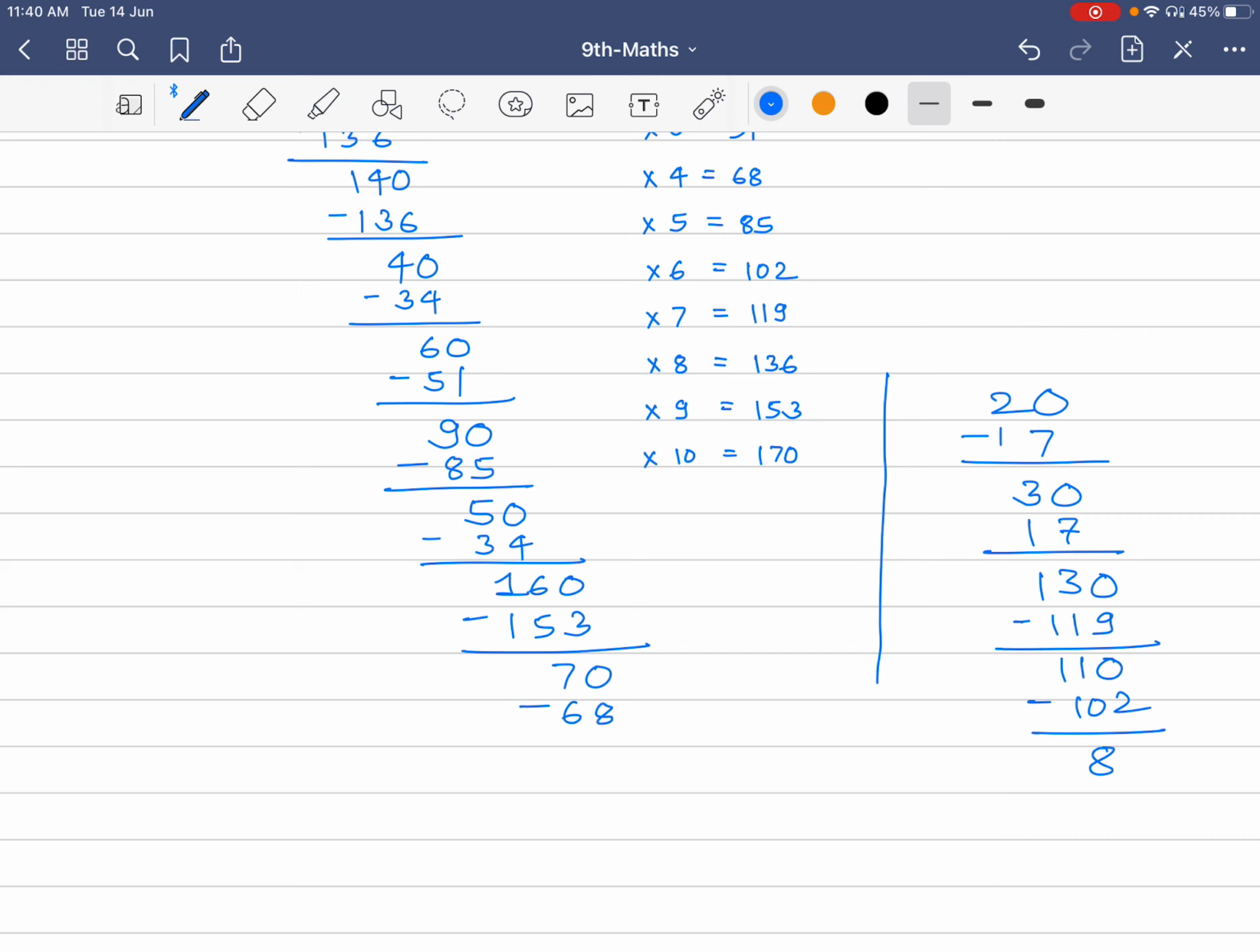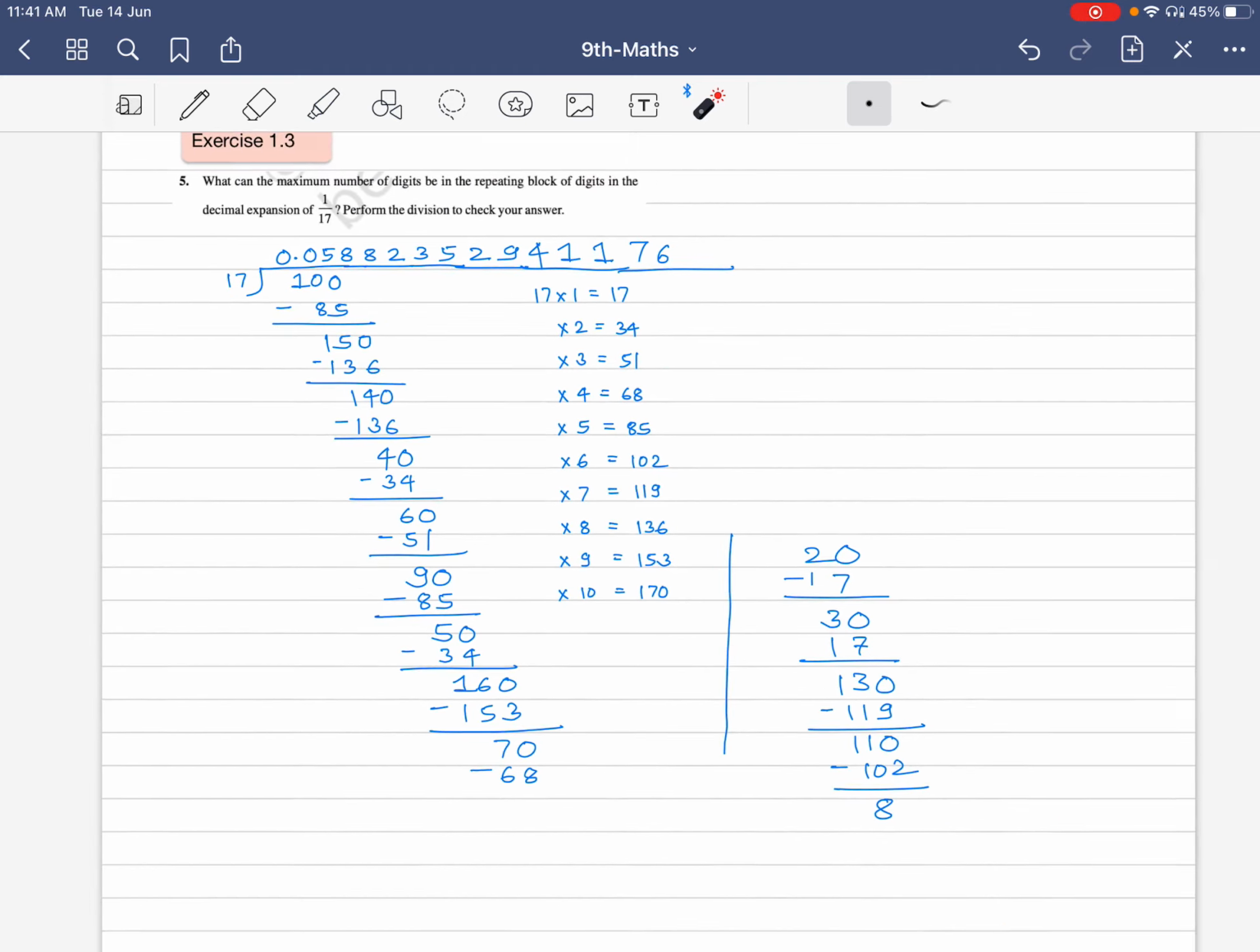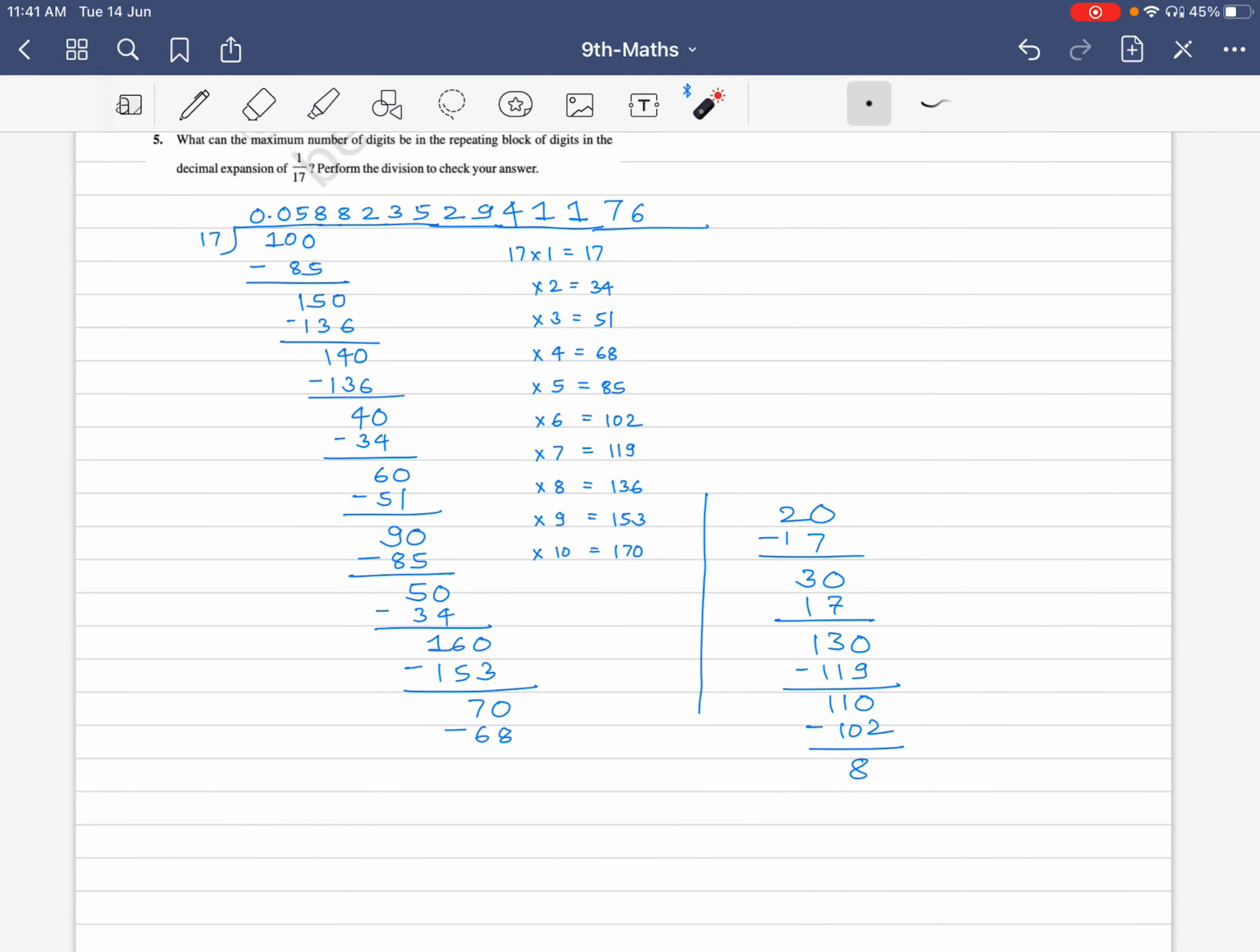So still we have not got any repetitions of any of these digits. Here you can see these are all different digits with no repetitions. Now we have to really zoom in.